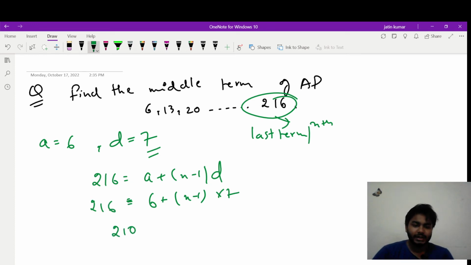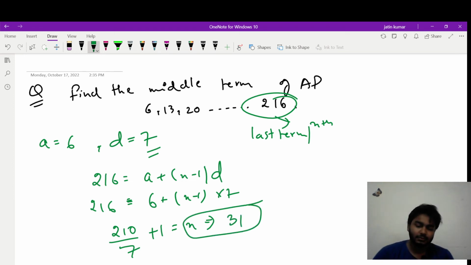So 210 divided by 7 plus 1 will be n, so n will be 31. Okay, so we have got the value of n as 31. So what is n? n is 31. 31 means the total number of terms in this AP are 31.